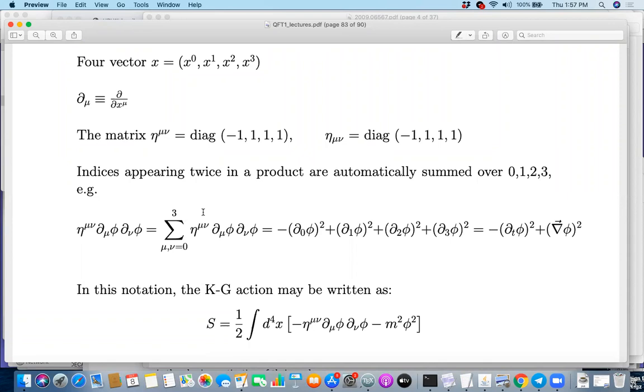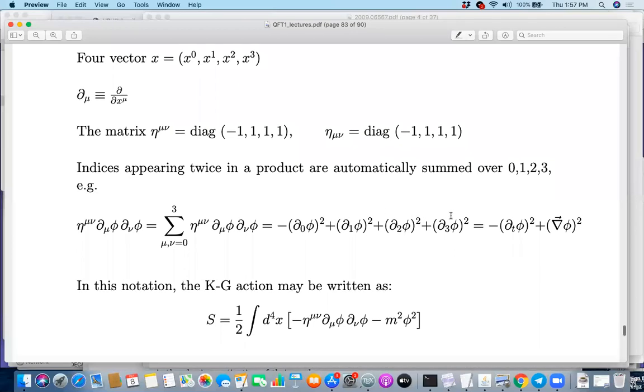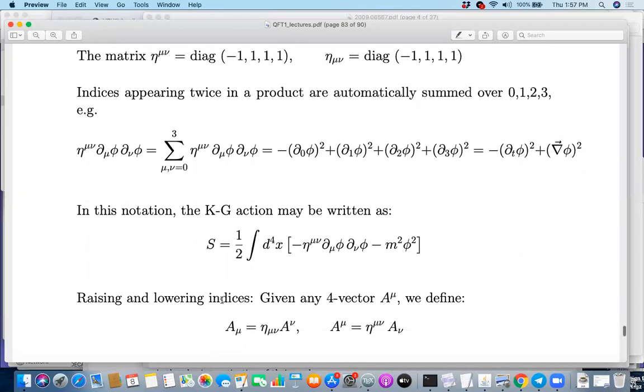And now using the form of eta mu nu, we can write this as minus the partial derivative of phi with respect to time whole square plus the gradient phi square, which is what I have written here. And this is a convenient notation because in this notation we can write the Klein-Gordon action in this form. Because this combination is nothing but the phi dot square minus gradient of phi square.